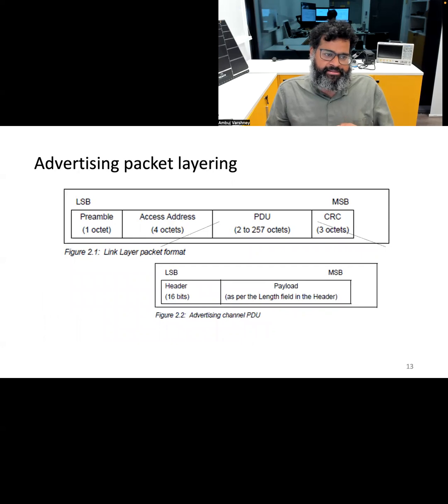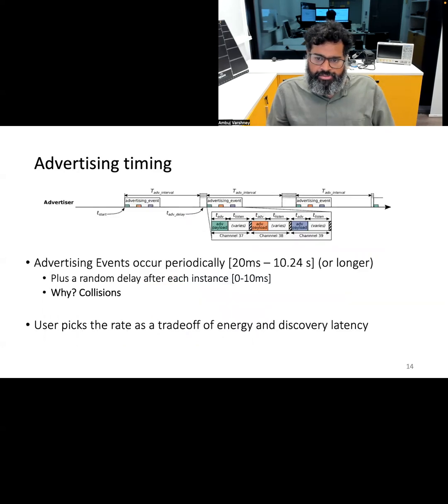The advertising packets are contained in the PDU of the entire Bluetooth link layer packet. Advertising messages are, as we said, sent periodically at a time period which can range from tens of milliseconds to a few seconds or even longer. And typically these advertising packets are sent with some random delay. This is important because the random delay is introduced to prevent two nodes from transmitting at the same time and causing a collision.